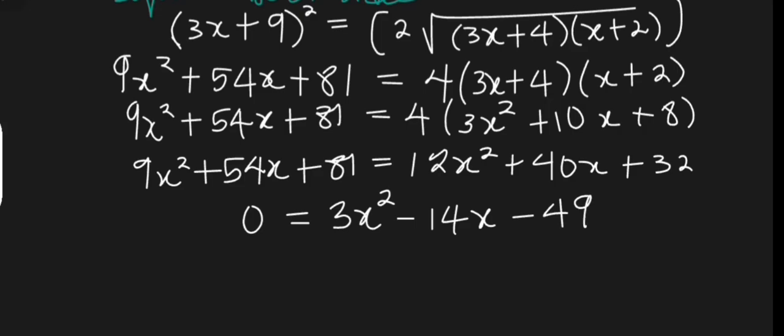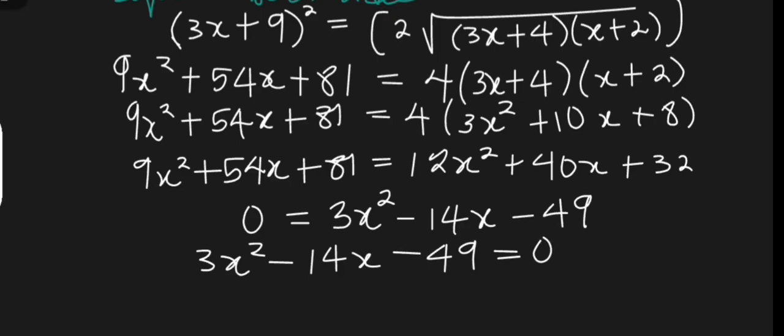So we now have on our ends a quadratic equation, which is 3x squared minus 14x minus 49 equals 0, where we can factor or use the quadratic formula in order to get the values of x. If we are to use the quadratic formula, a is 3, the coefficient of x squared, b is negative 14, the coefficient of x, and c is negative 49, which is a constant term.